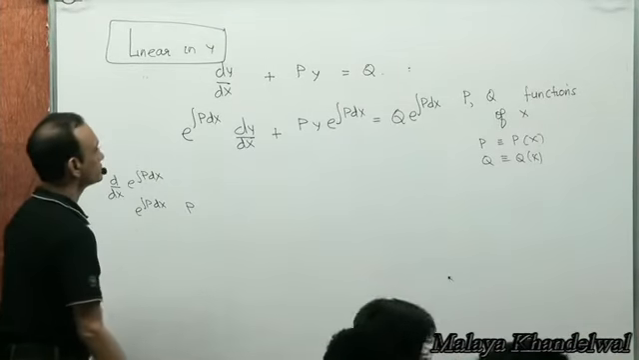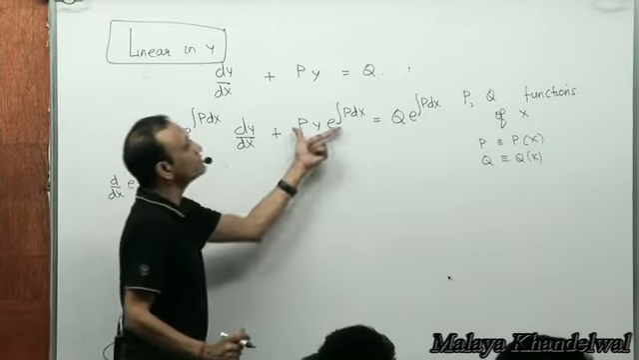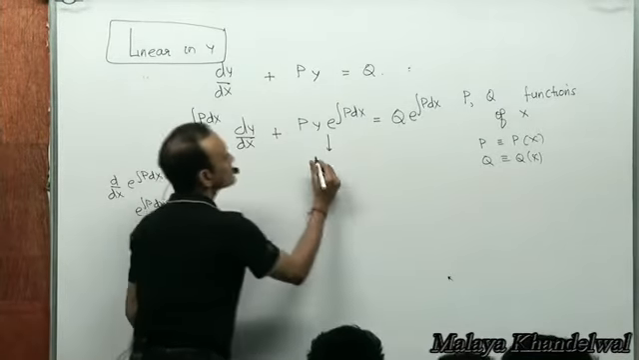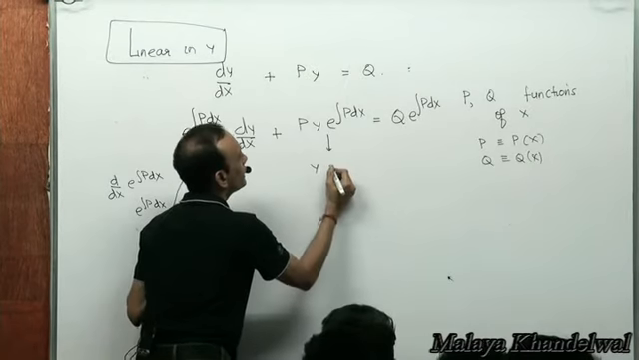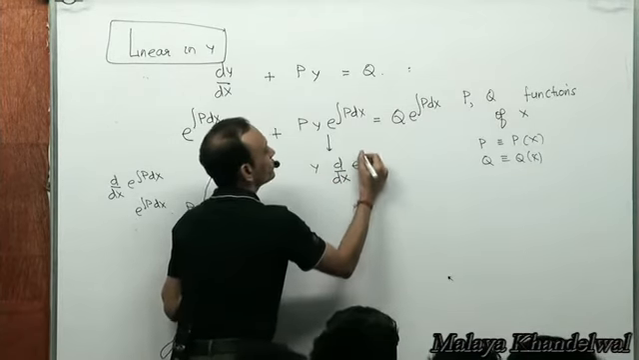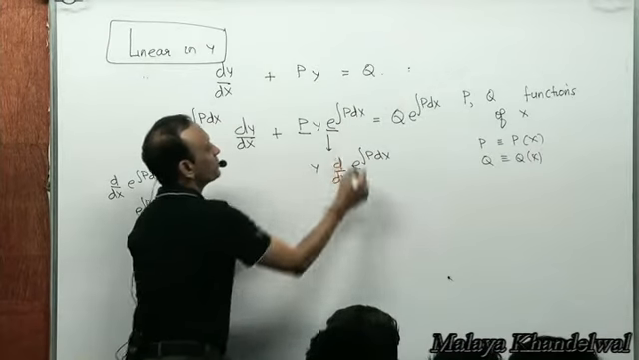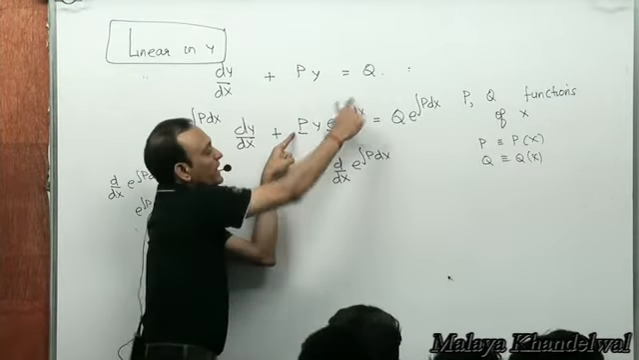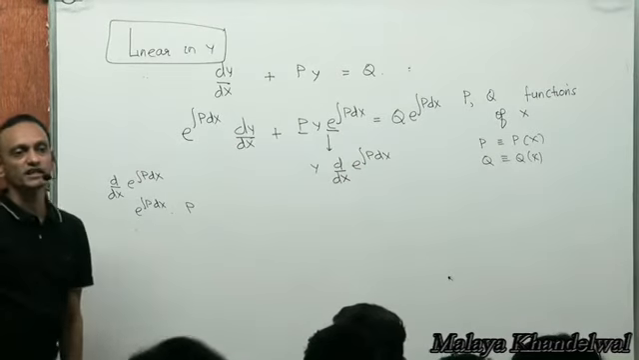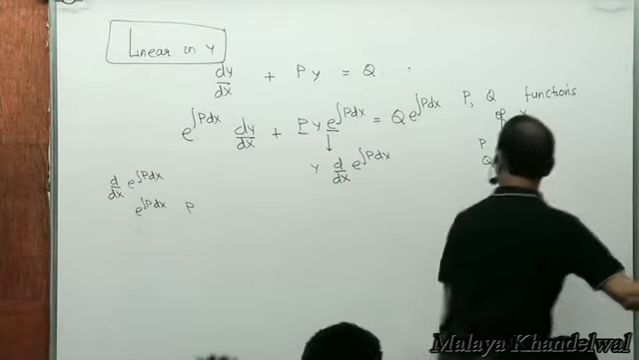So, this fellow, realize what is this? This is y d/dx of e power integral p dx. See, you have p e power integral p dx, which is d/dx of e power integral p dx. Yes or no? Let me explain, don't worry.